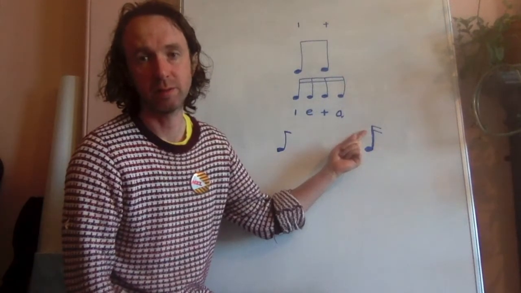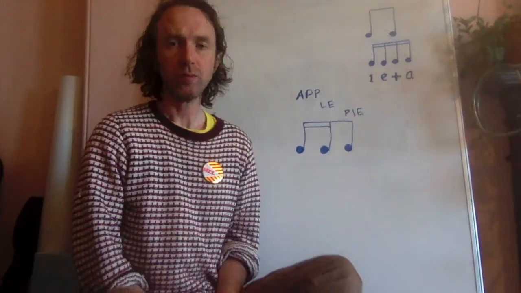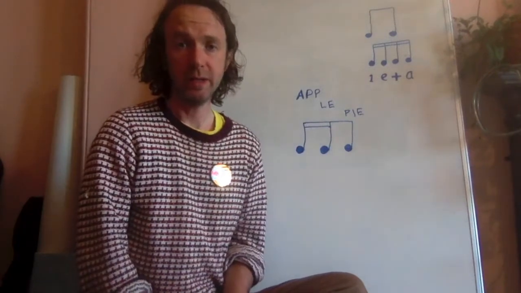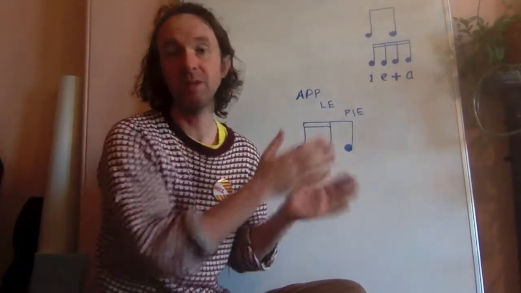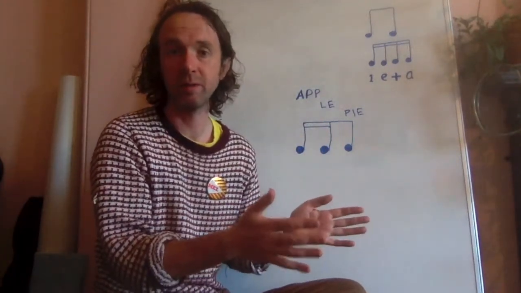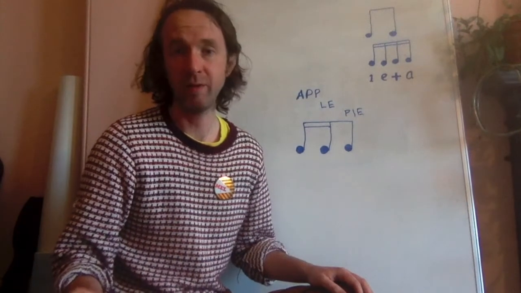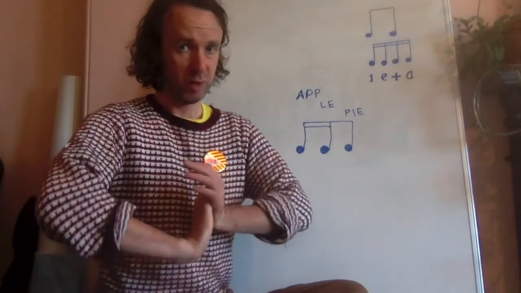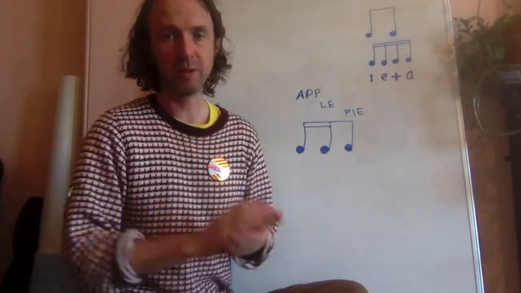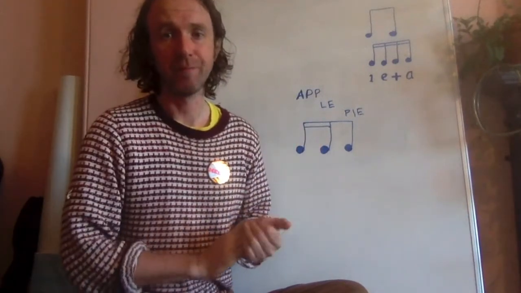2 lines semi-quaver, 1 line quaver. Okay, so each of these things lasts for a crotchet, lasts for 1 beat. They're split up differently. Straight up quavers is 1 and. Straight up semi-quavers, 4 semi-quavers. What I've written there is 1 E and A.